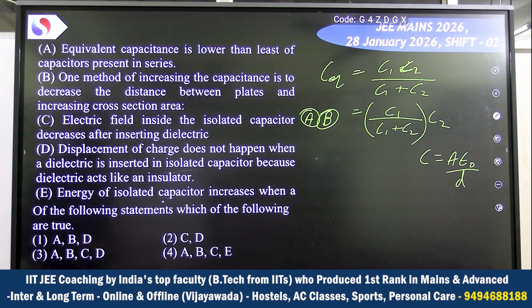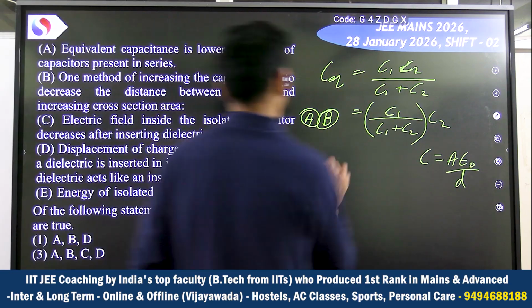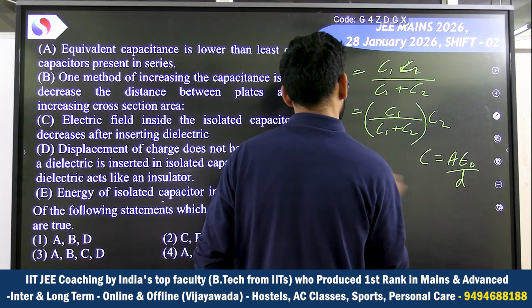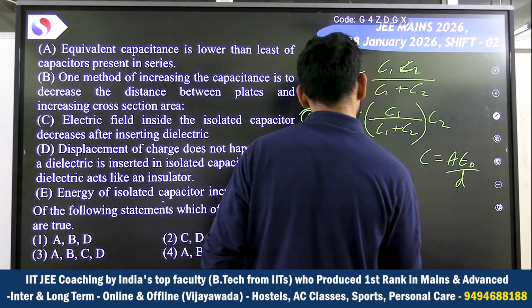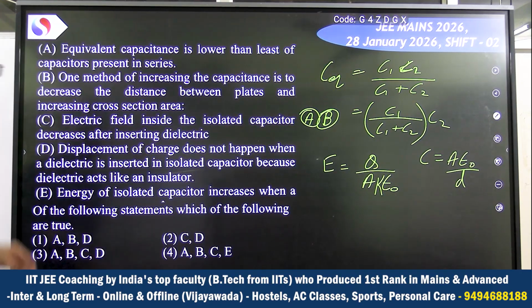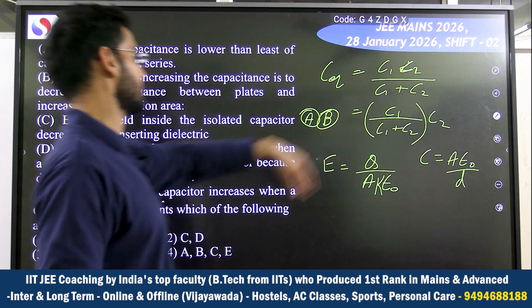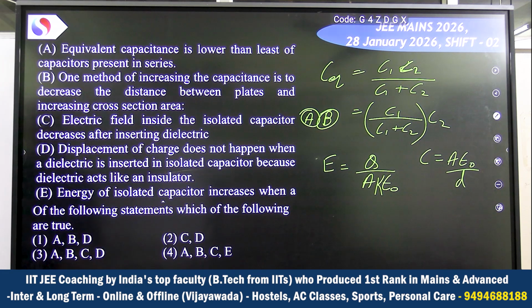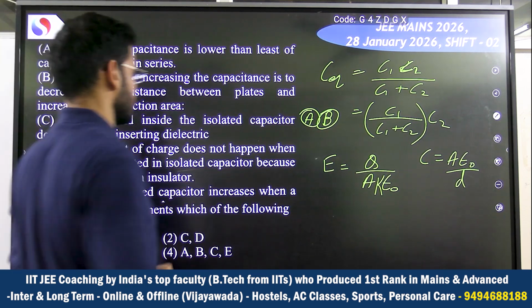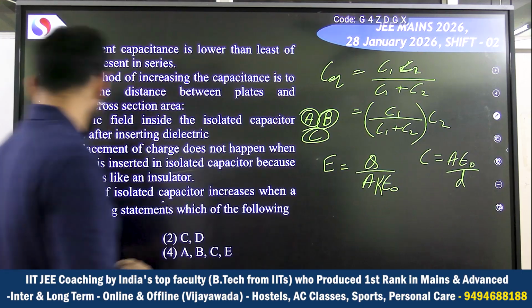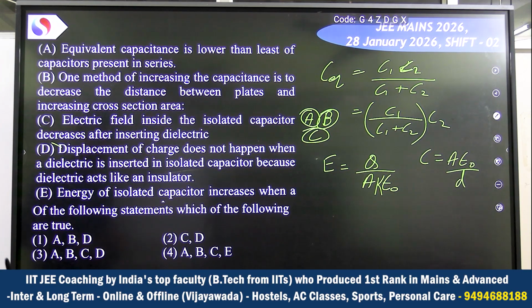Okay, C. Electric field inside the isolated capacitor decreases after inserting dielectric. If you remember, electric field is nothing but Q by A epsilon naught. And if a dielectric is there, K will come. So if you insert the material, K will come, and K is a quantity greater than one, so the electric field will decrease. So option C is also correct. So A, B, C all should be included in the answer. That means either the third option or the fourth option.